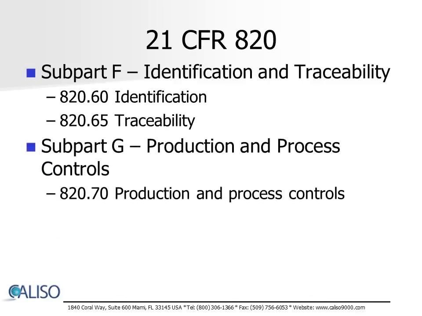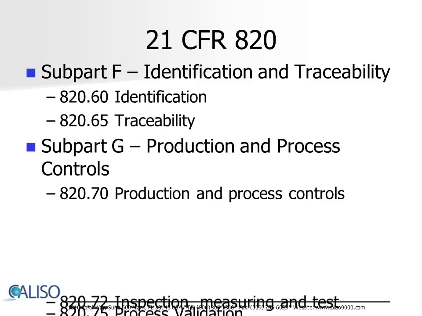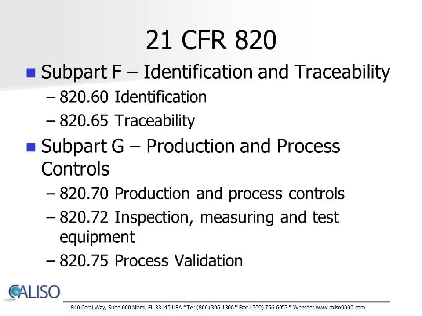Subpart G, Production and Process Controls. This is also a quite detailed section and includes requirements for control of production and process changes, environmental control if the environment can adversely affect the product, personnel hygiene requirements, building suitability, and maintenance of machinery. Subpart G also contains requirements for inspection, measuring, and test equipment, also known as calibration, and process validation.